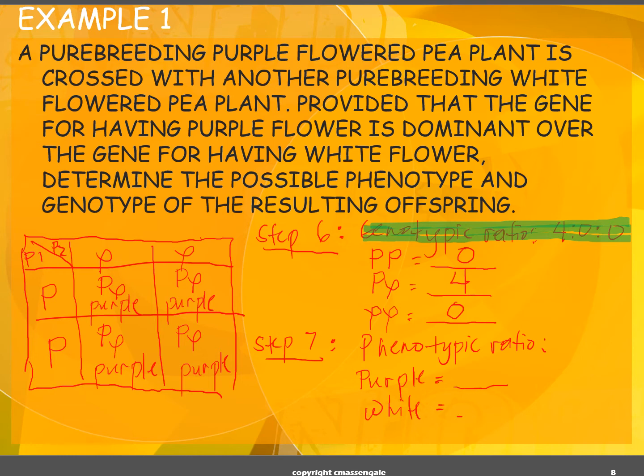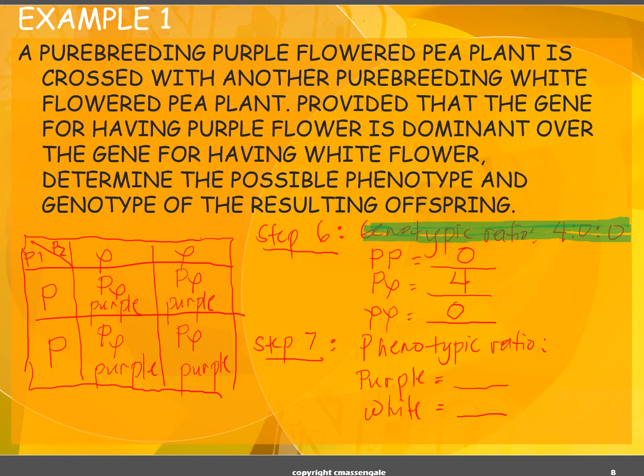Now, we need to look at our Punnett square and look for the number of offspring that are purple and the offspring that are white. So, let's start with purple. Here in our Punnett square, how many are purple? So, 1, 2, 3, and 4.